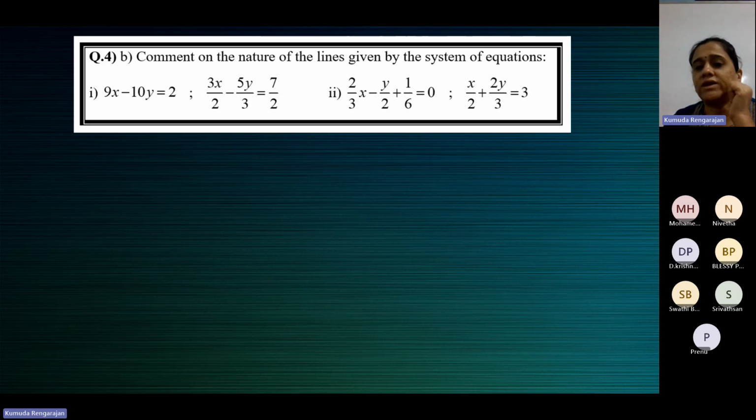Same thing. You should find A1 by A2, B1 by B2, C1 by C2, and then, looking at the ratios, you need to comment about the nature of the lines. So what's the answer for the second one? Intersecting lines. So that means A1 by A2 is not equal to B1 by B2. Okay.